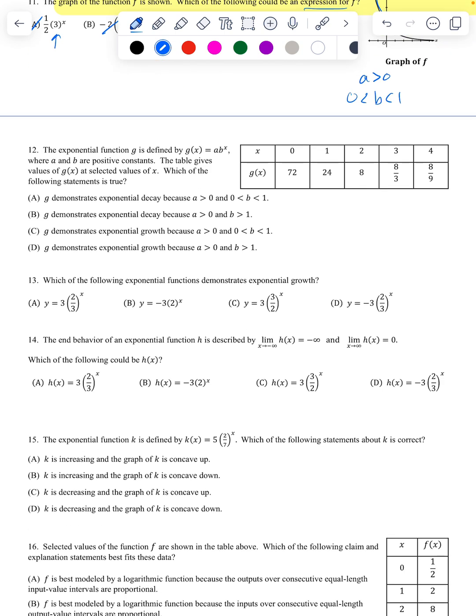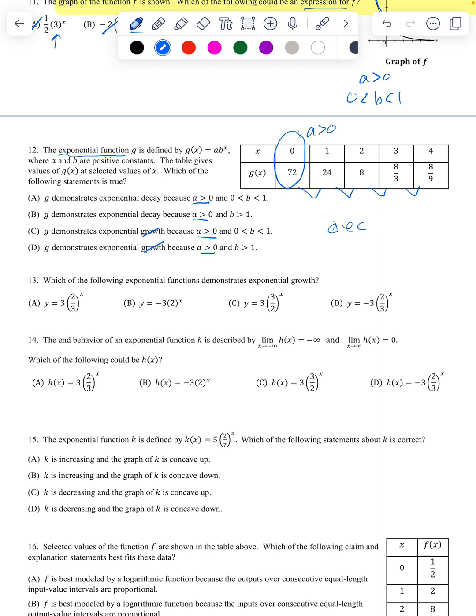We see this all the time, so be prepared to do this. We are given a table. It tells you it's exponential, and it's defined by this function. A and B are positive. The table gives values, g of x, meaning y's, at selected values. Which of the following statements is true? Keep in mind that A is your value at 0, and so we have a positive A at 72. They already told us that, but that doesn't help us because all of these say so. As you look at these numbers, they are decreasing, and so this is going to be an exponential decay.